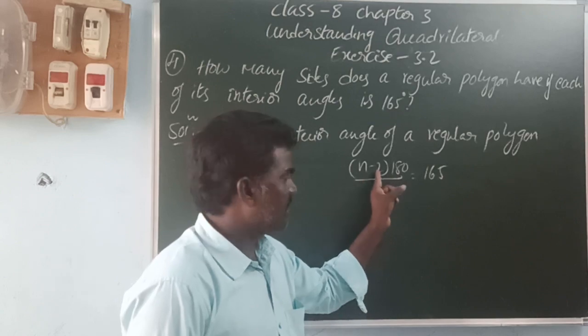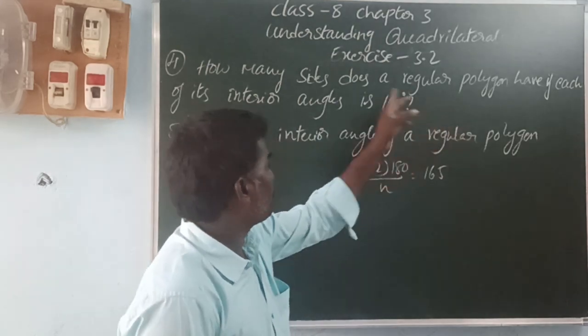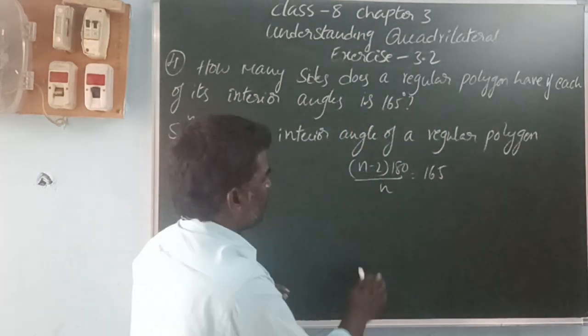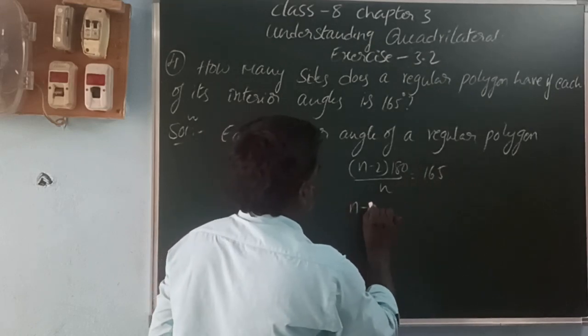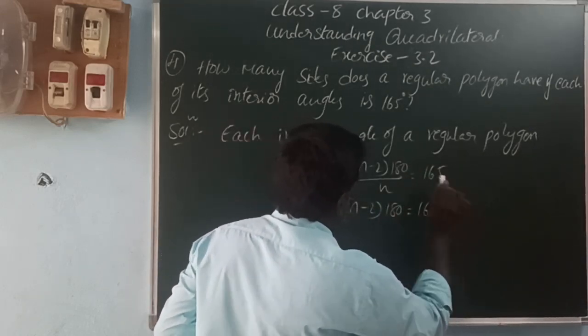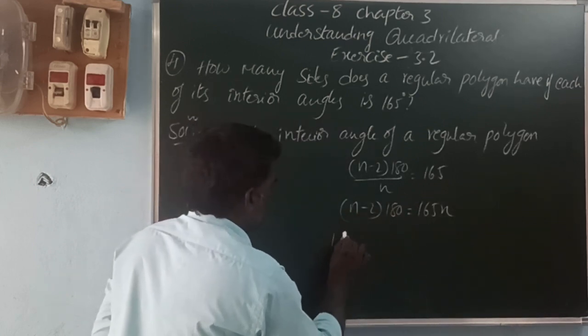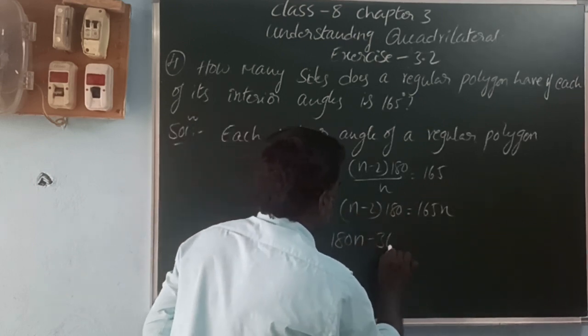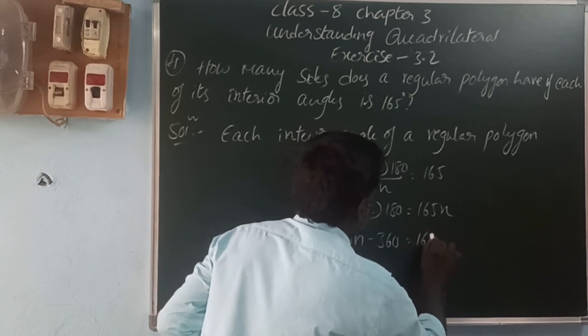So the formula is (n minus 2) times 180 by n, and here it is given as 165. So n, which is dividing, goes to the other side and becomes a multiple: (n minus 2) times 180 is equal to 165 n. So n is multiplied with 180: 180 n minus 360 is equal to 165 n.